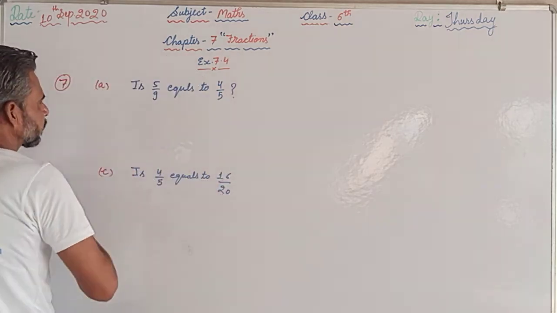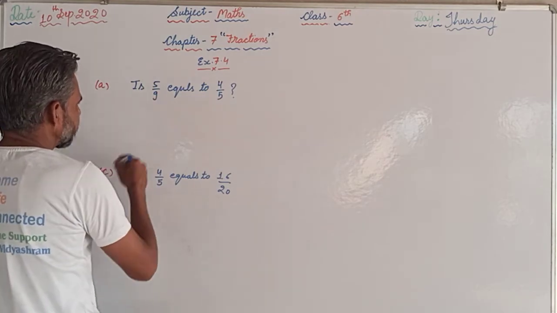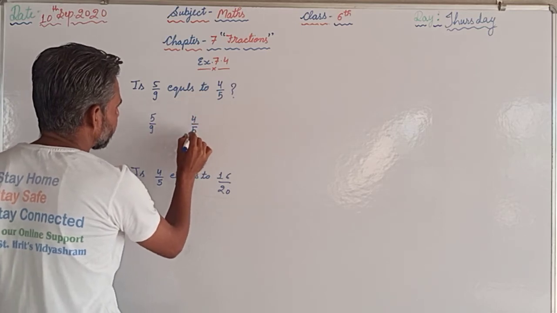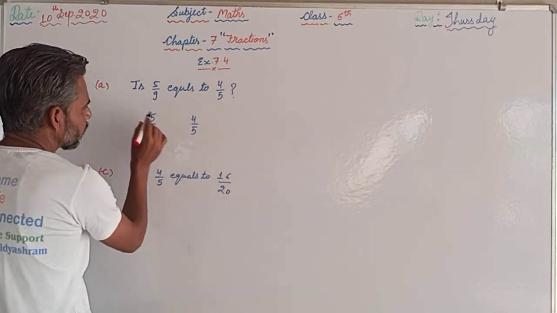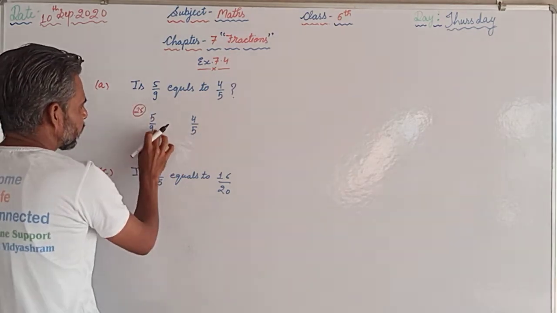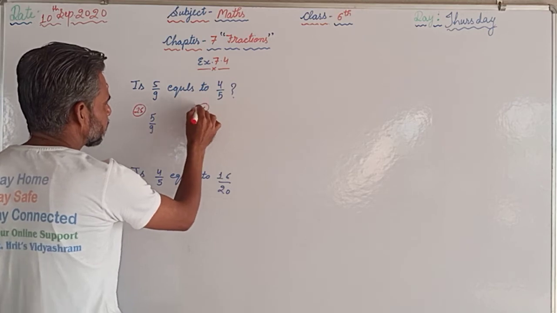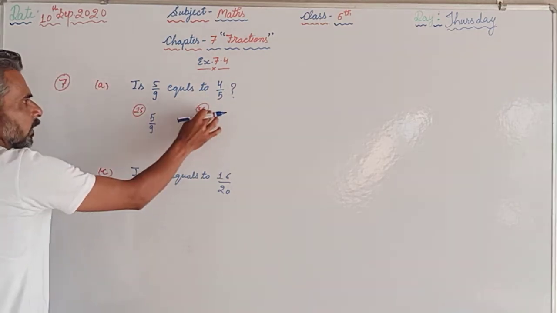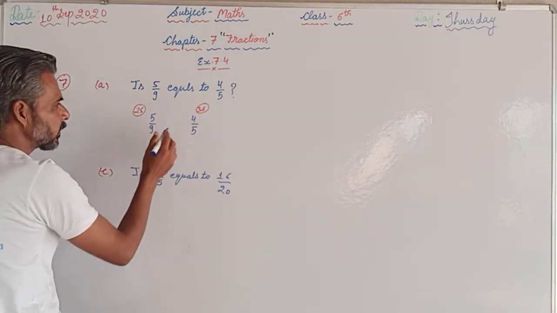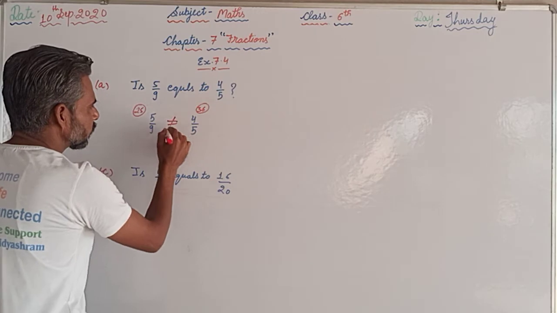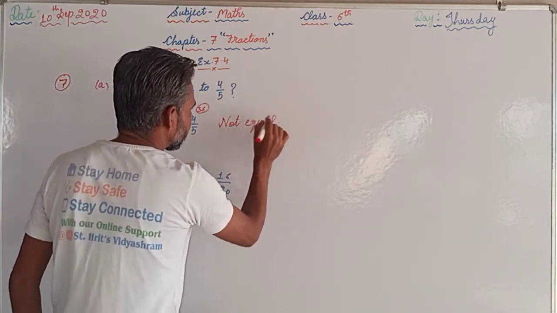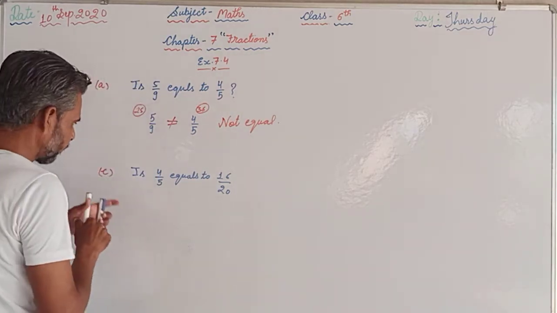So what we will do, we will write the fractions 5/9 and 4/5. We will cross multiply. 5 times 5 is 25, 4 times 9 is 36, means 36 is greater than 25. It means 4/5 is greater than 5/9, means it is not equal to. So we will write not equal.